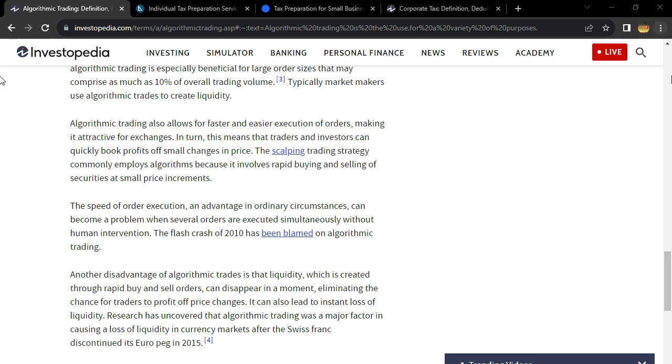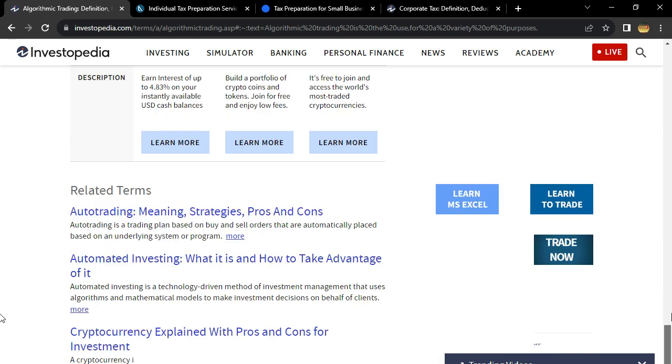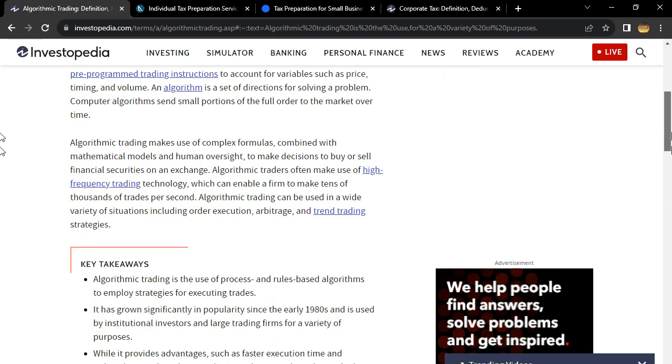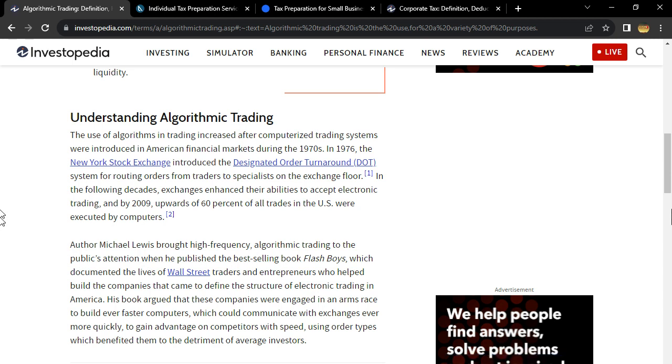So that was the article about algorithmic trading, and I hope you guys understood everything about it, the advantages, the disadvantages, the definition of it, and the main concept of it.